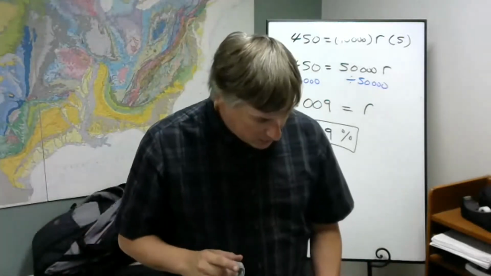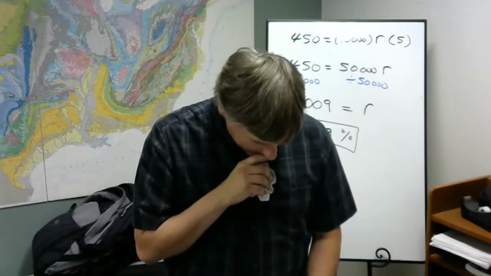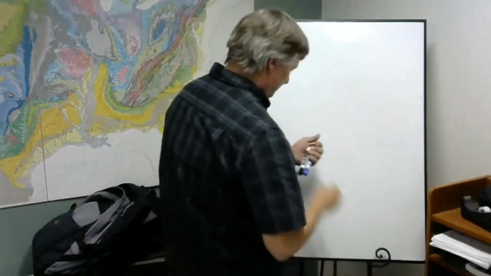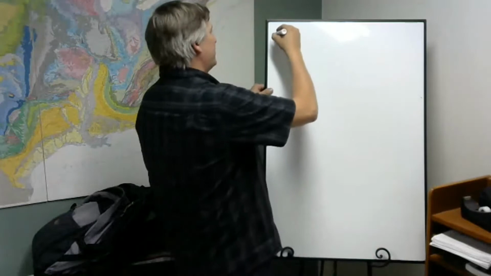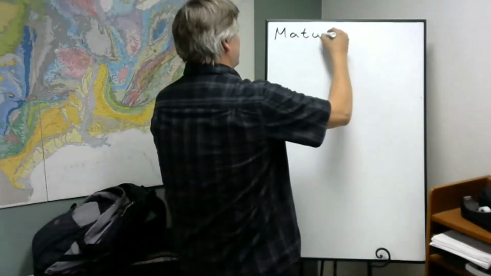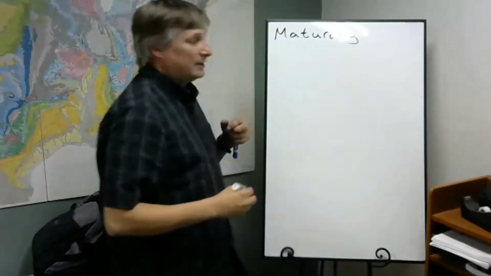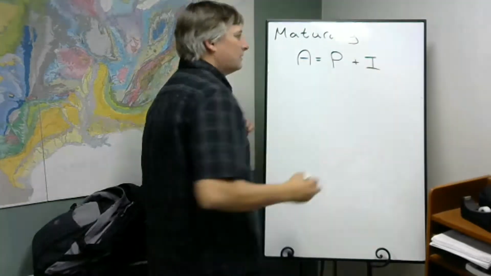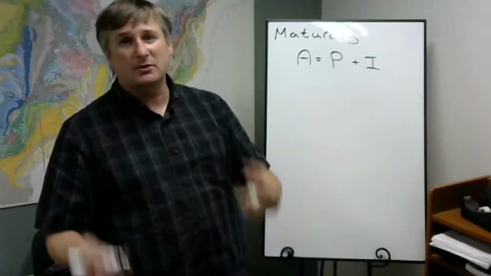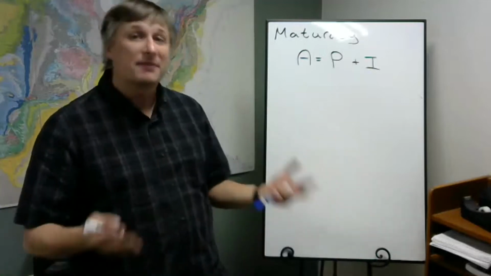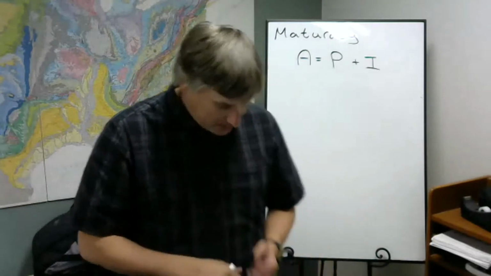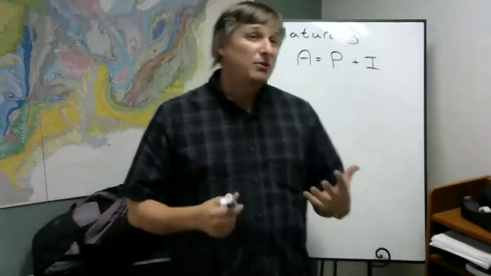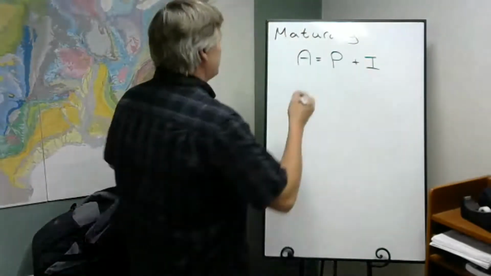So the last problem I want to do is this. So with maturity, let's go back to maturity. Now maturity A is how much we borrowed plus the interest that we owe. So what we borrowed plus the interest is what we pay back when all is said and done. And that's called the maturity. Now, sometimes you're going to have some knowledge about the maturity. You're going to have something about the principal, but you don't know anything about the interest. So let me give you an example.